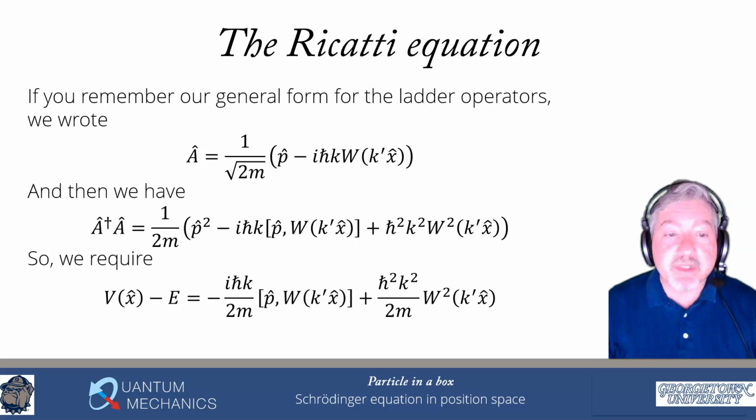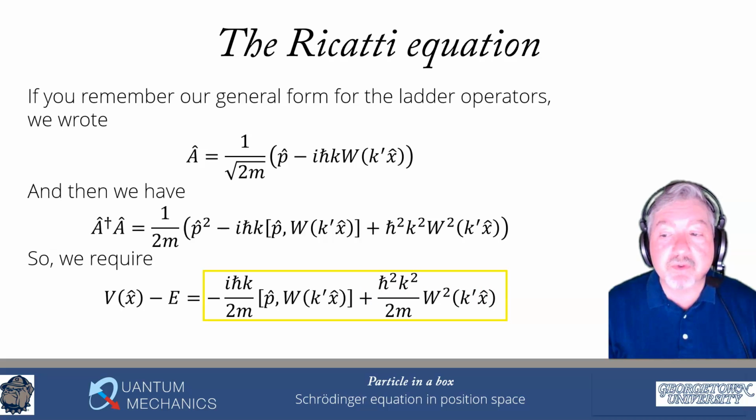Now, in order for that to equal the Hamiltonian, we require the terms that are not p squared over 2m to equal the potential minus some constant shift, which ends up being the ground state energy. So V of x minus E must equal minus i h bar k over 2m commutator of p hat with W of k prime x hat plus h bar squared k squared over 2m times the square W squared of k prime x hat, the square of the superpotential.